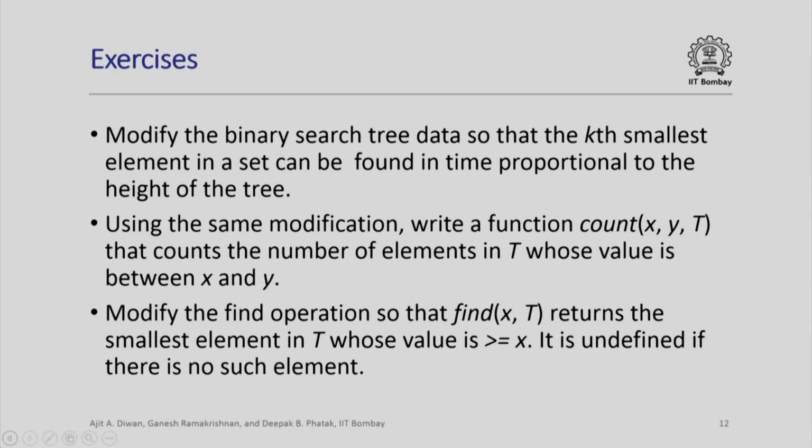Similarly, we can write a function count(x,y,t), which counts the number of elements in the tree with value between x and y. And we can modify the find operation, which instead of finding just the element x, finds the element whose value is smallest but greater than or equal to x. So, if x exists, it should return x itself. If x does not exist, it should find the smallest value greater than x which exists in the set S. And if there is no such element, it is undefined.